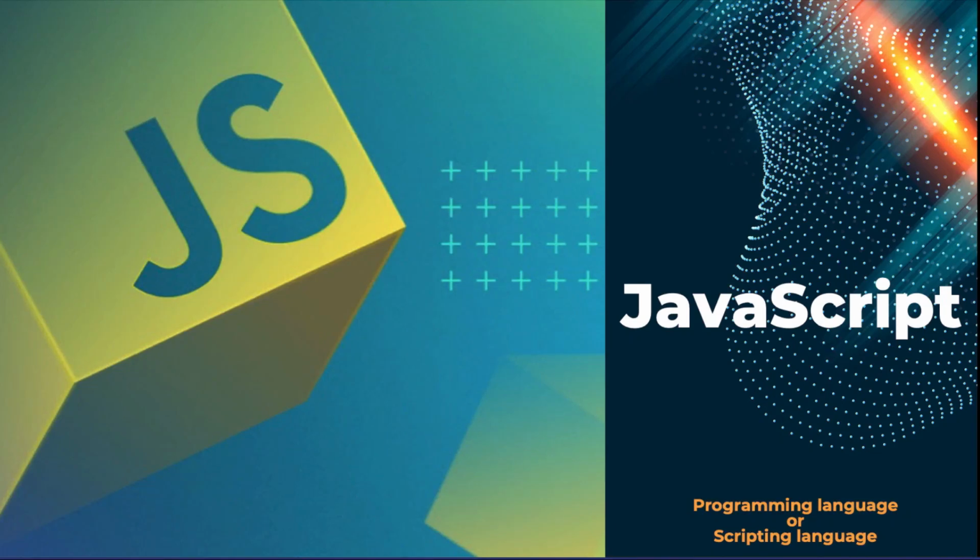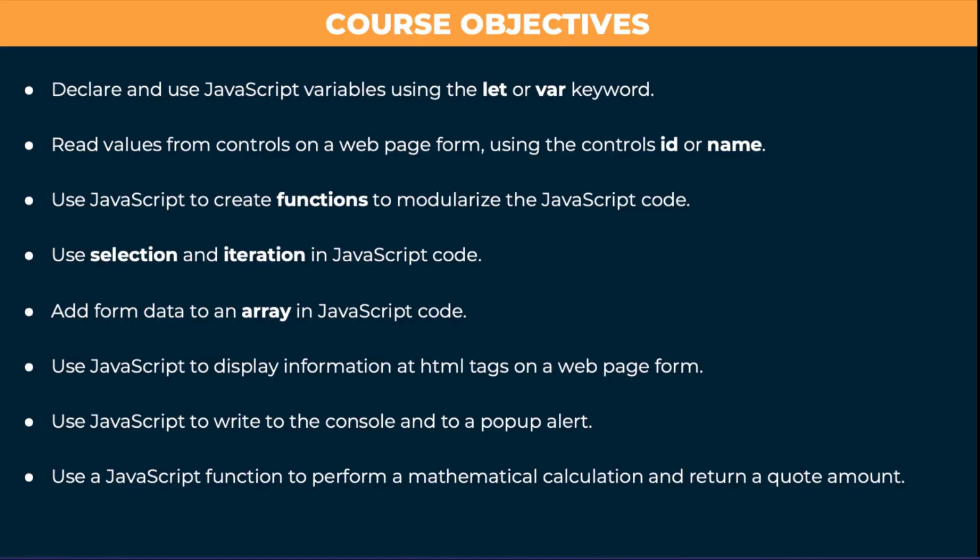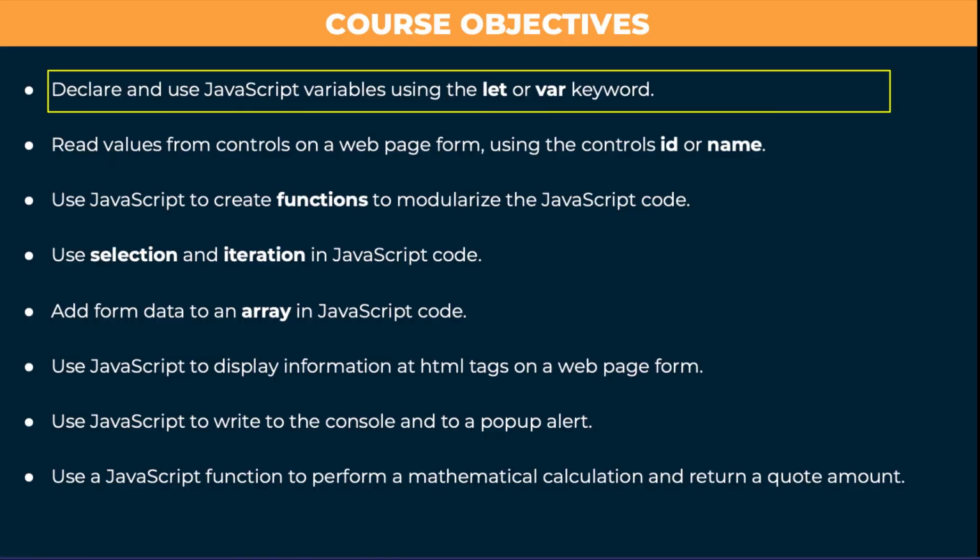In the third and final part of the micro-credential course, we will look at the use of JavaScript to work alongside our HTML and CSS. So the objectives of the course are to declare and use JavaScript variables using the let or the var keyword. Two different ways to declare a variable.